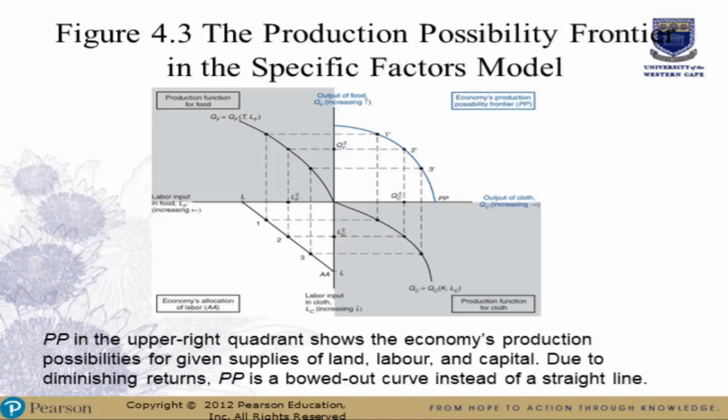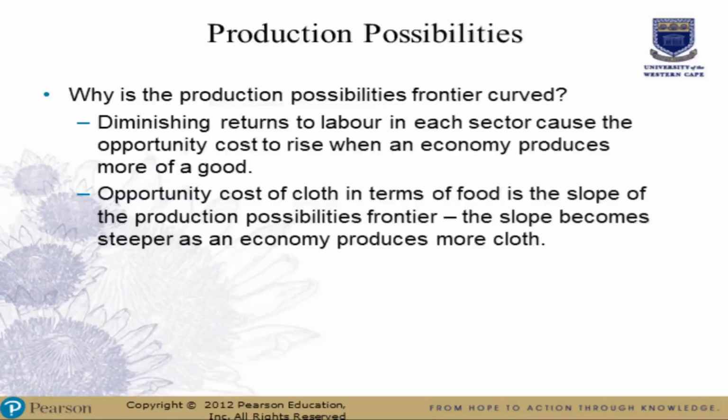Lastly, the upper right quadrant indicates the combination of cloth and food that can be produced in the whole economy given the available supplies of land, labor, and capital. The curvature of the production possibility curve reflects diminishing returns to labor. Also note that this curve is traced out by varying the amount of labor, capital, and land used in the production of both cloth and food.